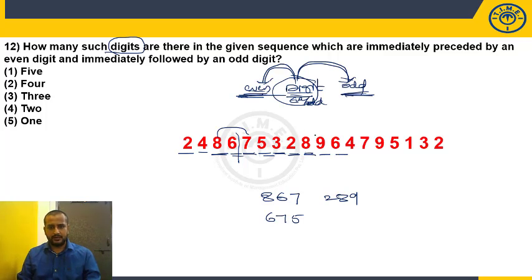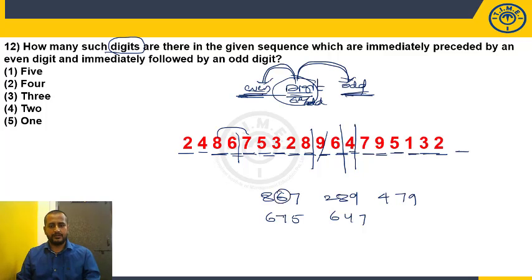I'm checking with each and every digit. Okay, till here it is done. Even, odd, no. Even, odd, yes. So 6, 4, 7. So till here it is completed. Even, odd, yes. So 4, 7, 9. Till here it is completed. Even, odd, no. Even, odd, no. Even, odd, no. Even, odd, no. Even, odd, we don't have any other alternate. So what is my answer?